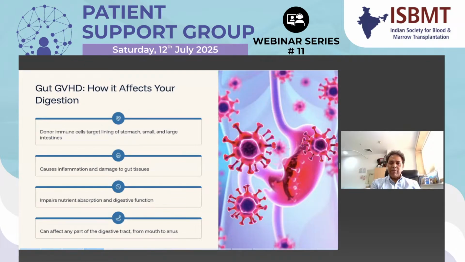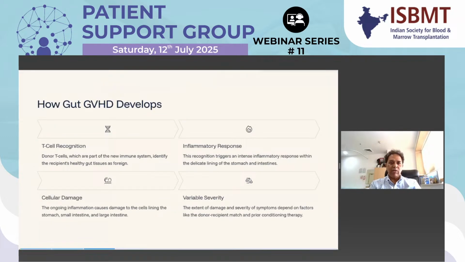And with that damage, if it's damaging the upper part, the patients feel that they don't want to eat, they lose their appetite. Lower down, absorption of nutrients gets affected, the food doesn't get absorbed very well, and you start having diarrhea. But this gut GVHD can affect the entire part of the stomach, starting from the mouth down to the end.